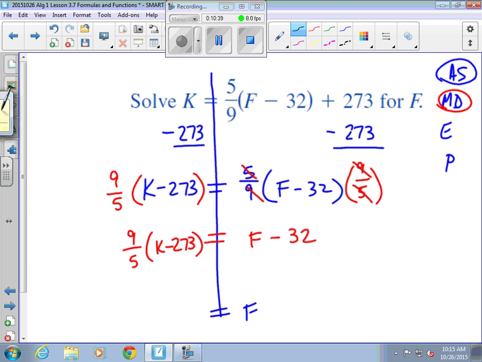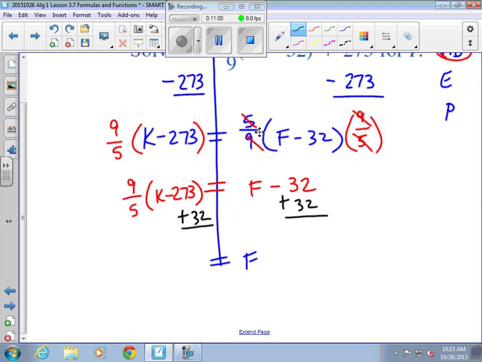So now we're finally to the parentheses step, because this was what it used to look like. Doesn't look like that anymore because we got rid of them. So we're back to undoing addition and subtraction. Undo minus 32 by adding it. And if you add it to the right, add it to the left. Now we can't add it to negative 273 because that's inside of parentheses. So we simply write it as 9 over 5 times k minus 273 plus 32.